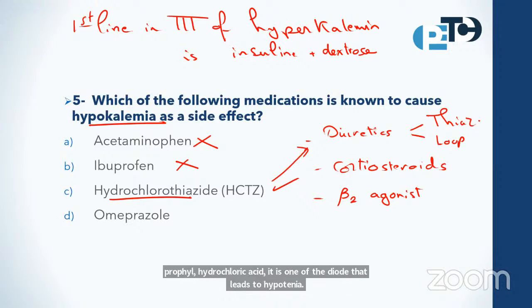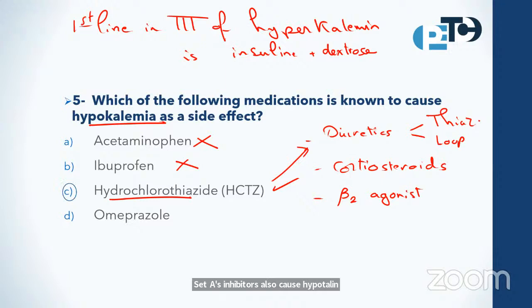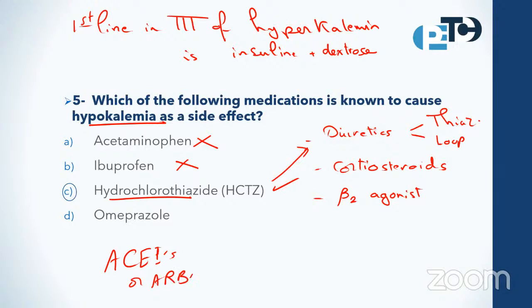Sir, do ACE inhibitors also cause hypokalemia? ACE inhibitors cause hyperkalemia. ACE inhibitors or ARBs, both cause hyperkalemia, not hypokalemia.